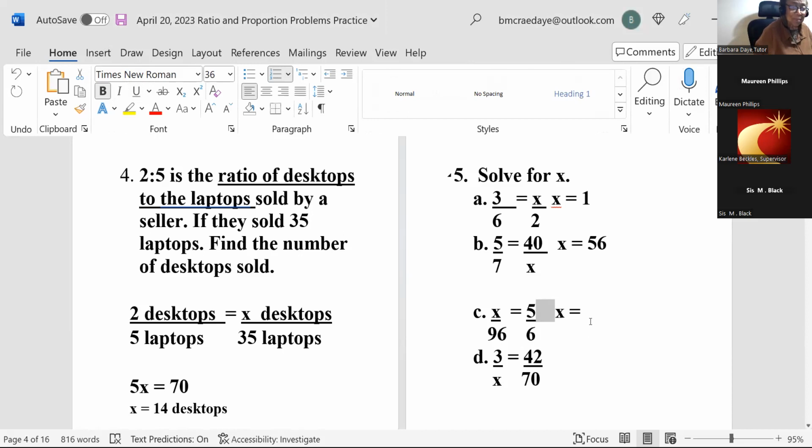480 divided by 6. And what's that equal to? 6 into 48. 6. 60. 60? No. Do it again.